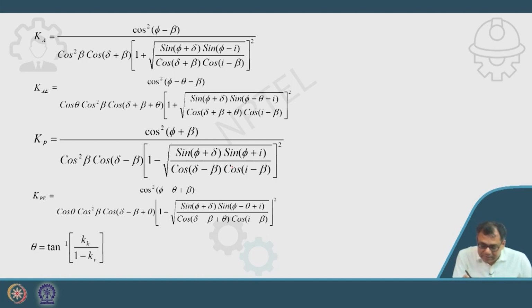You can see there is an extra term added in the seismic components, not in the static, that is called theta. What is theta? Theta is tan inverse of kh by (1 minus kv).